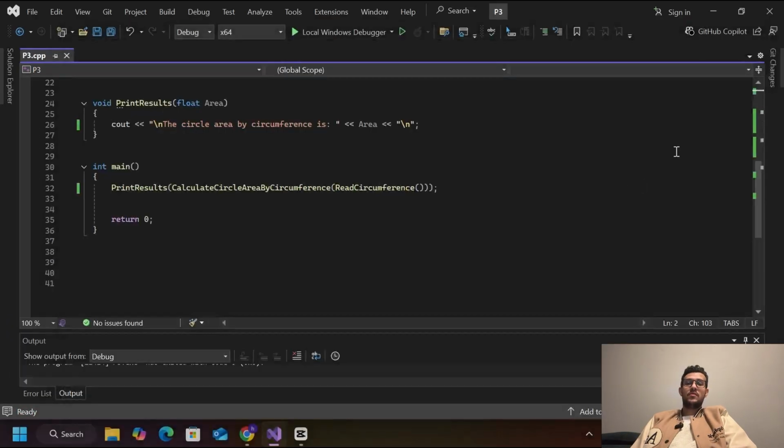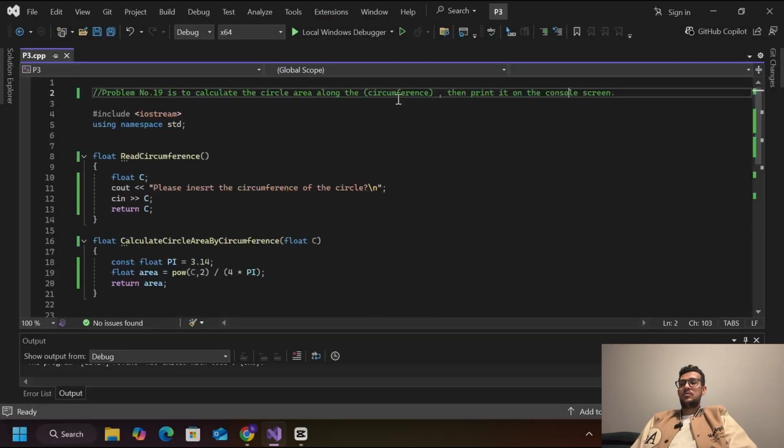So that was the solution of problem number 19. It was about calculating the circle area along the circumference and then printing it on the screen. That was the problem of today.